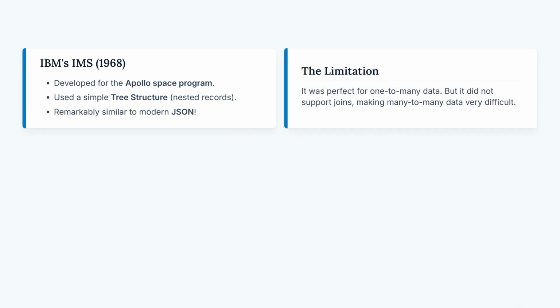But it had a fatal flaw. Just like JSON, the tree structure was perfect for simple one-to-many data. But if you had a complex many-to-many relationship, the tree broke down. It did not support joining data together. Developers were forced to either manually copy data over and over, or write messy code to link things. It was extremely painful.